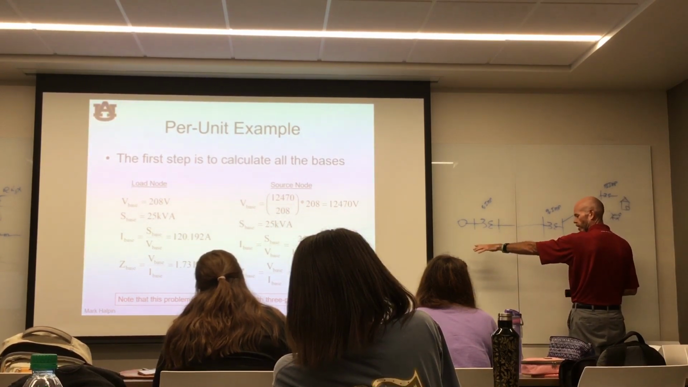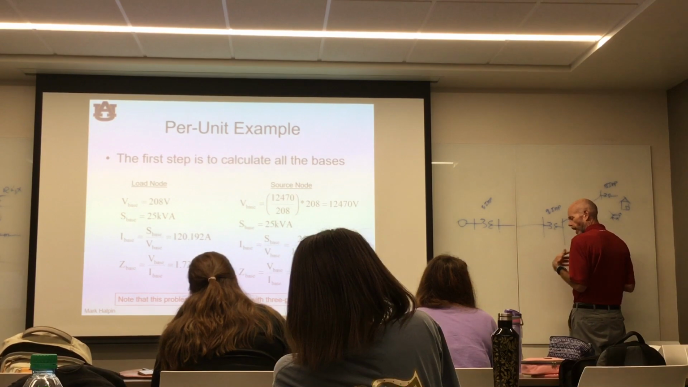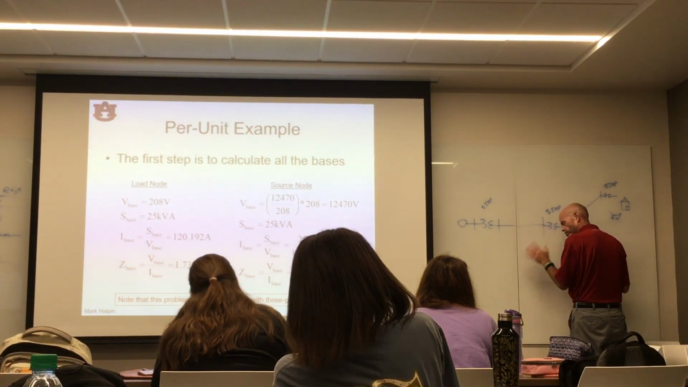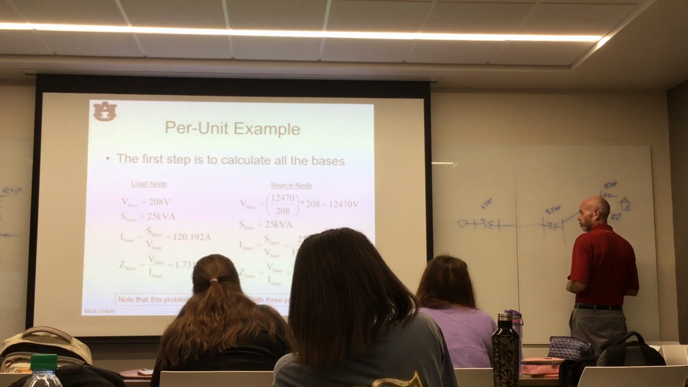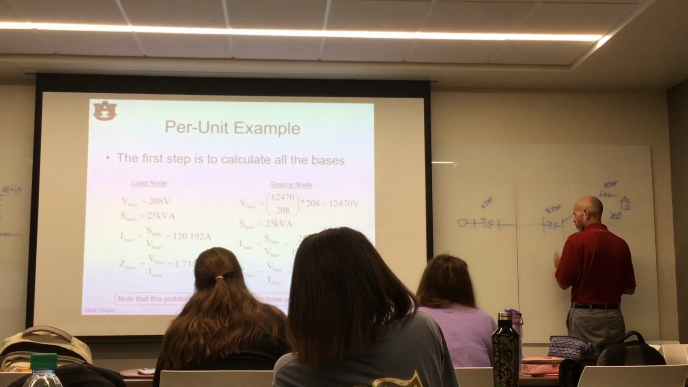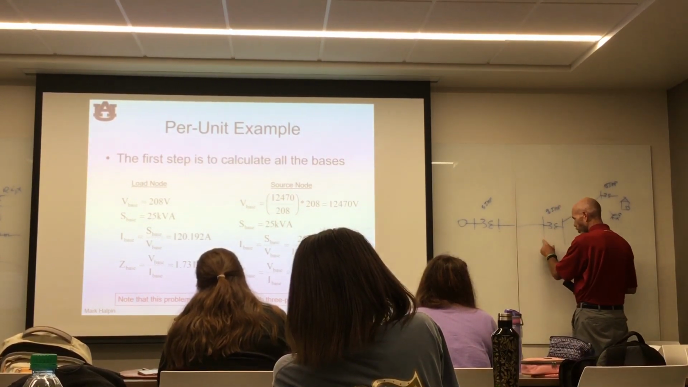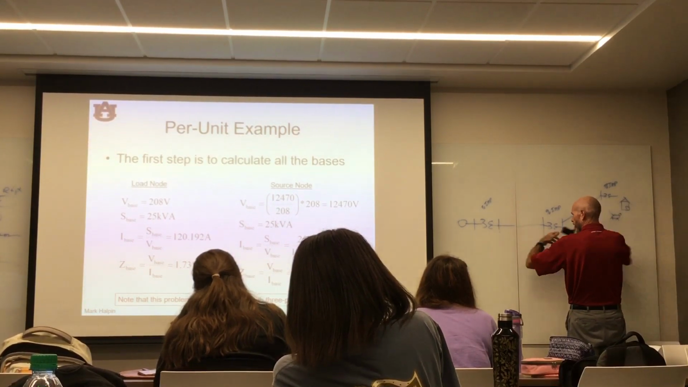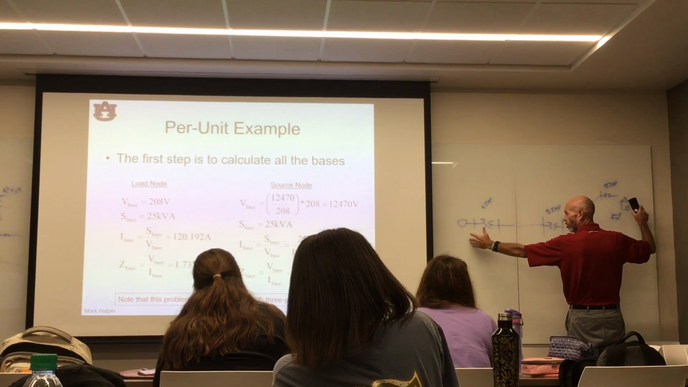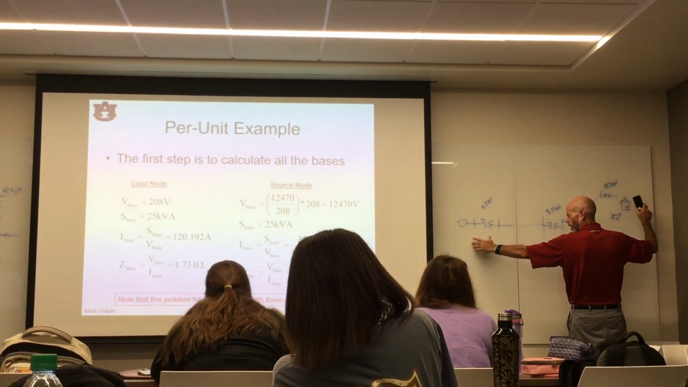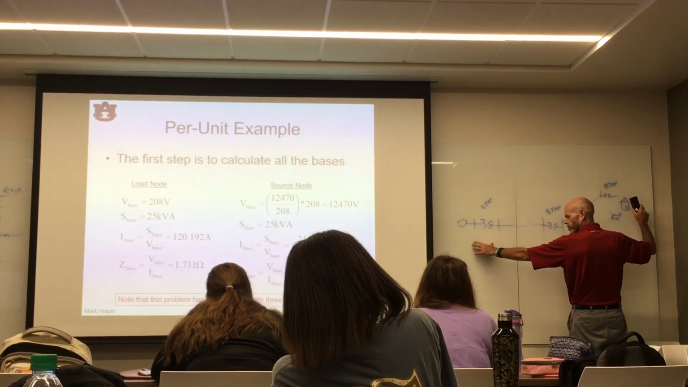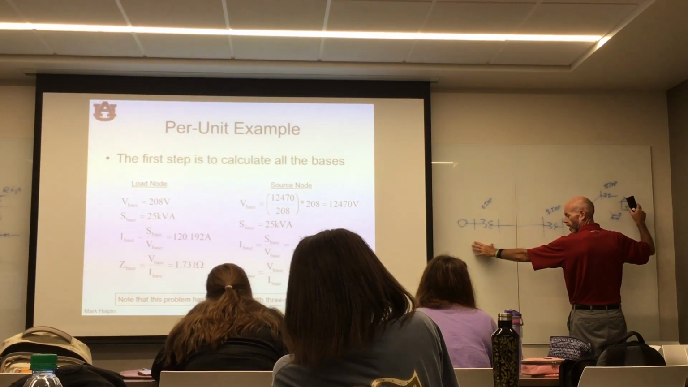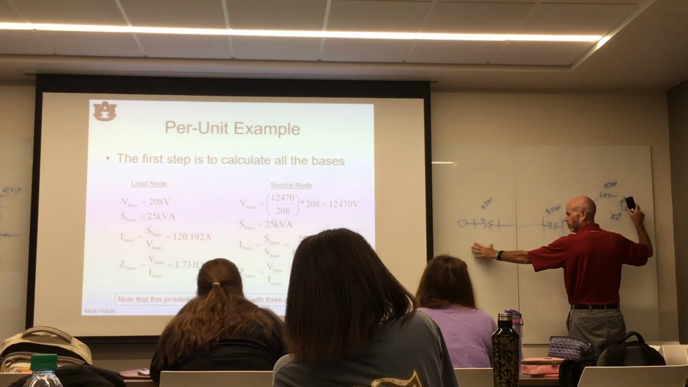Well, we're learning now. Okay, but I did it based on my one pick. Now what? Now that I have, based on my choice and my calculations, a consistent set of bases everywhere, now I can put everything in per unit. How do you put something in per unit? You have it in SI and you divide it by the base, right?